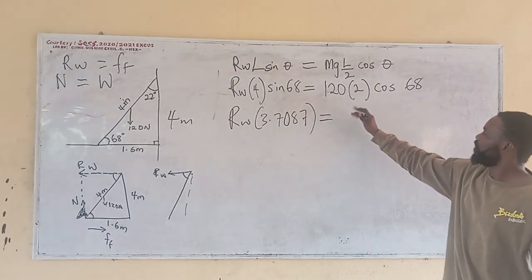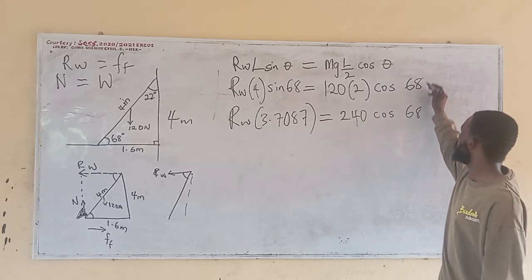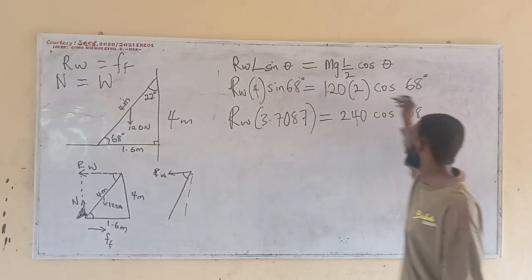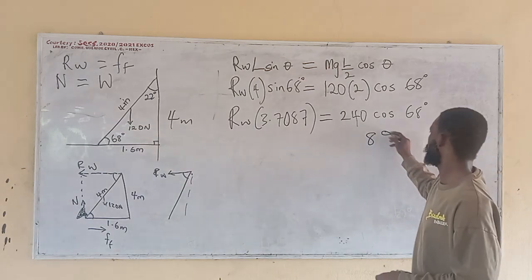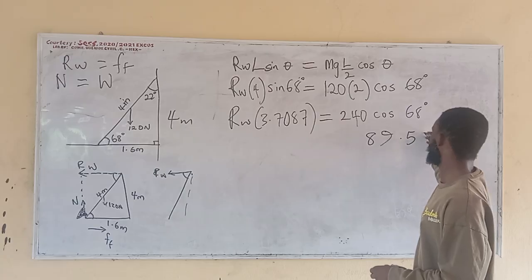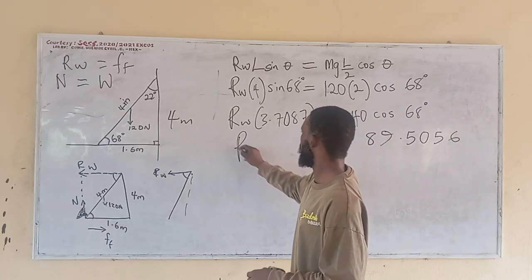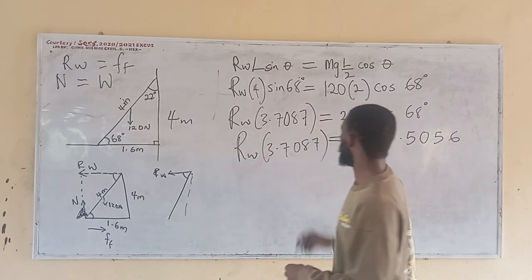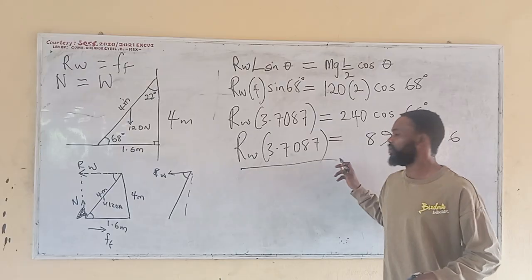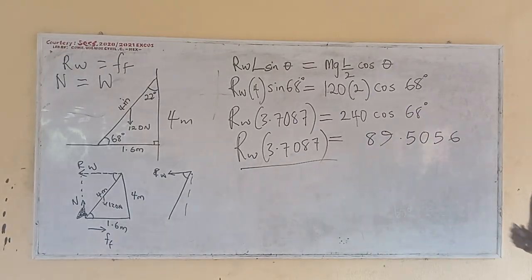This is 240 cos 68, and it's in degrees. So somebody does not forget. Punch for me 240 cos 68 degrees. It's 9.9056, and it's equal to RW times 3.7087. Now you can see that if you want to make RW the subject, you have 90.